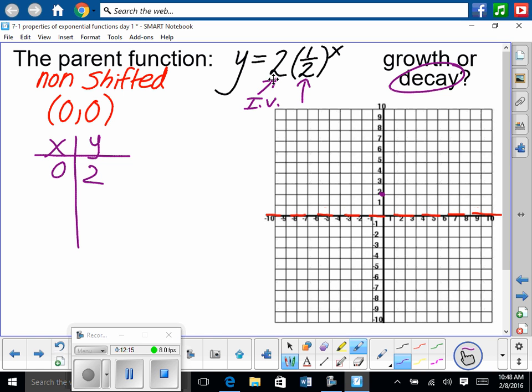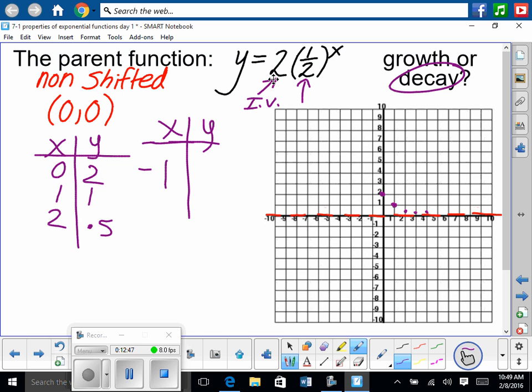Now let's plug in 1. 2 times 1/2 raised to the 1 power. Type it into your calculator. What do you get? 1. So we're going over 1, up 1. Plug in 2. What do you get? 0.5. Good. We'll do decimals, so that's a lot easier to grasp. So I'm going over to 2, up 0.5. Now, isn't it getting smaller and smaller by 1/2? Okay. So I'm going to keep drawing. It's never going to touch 0, though. Now let's plug in -1.